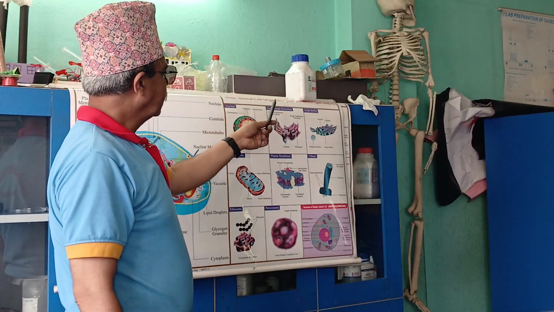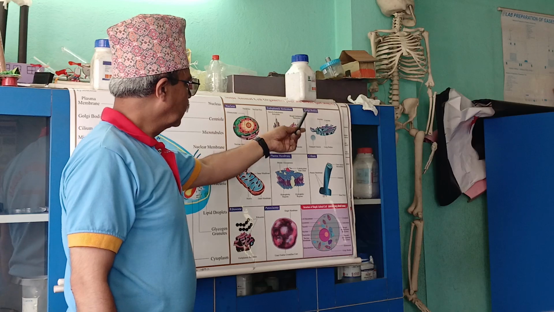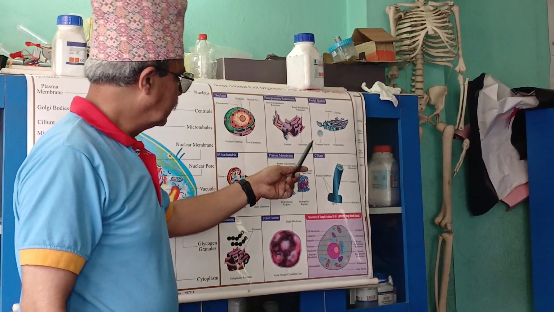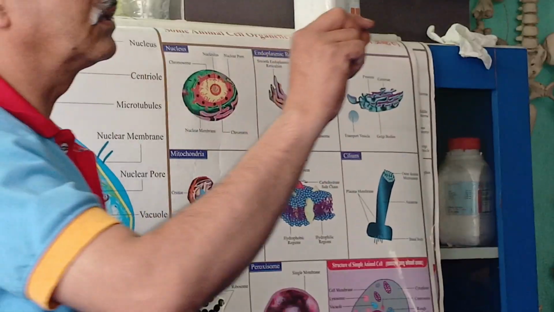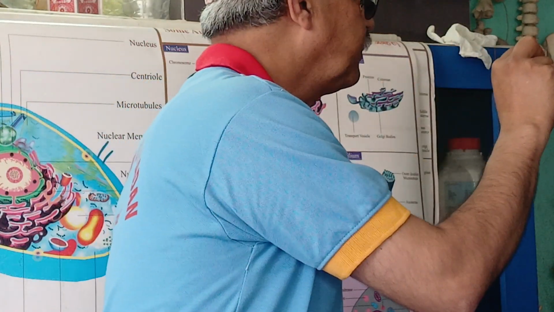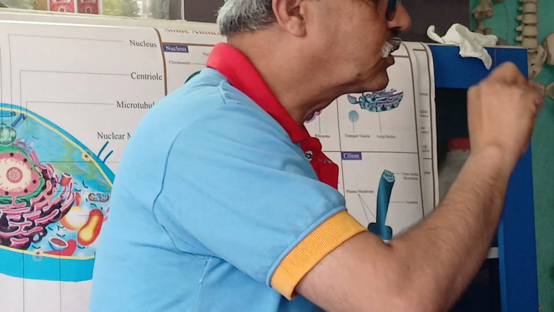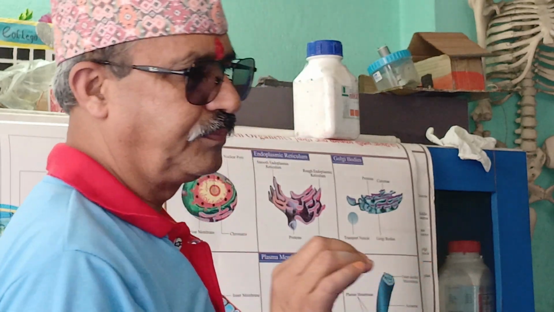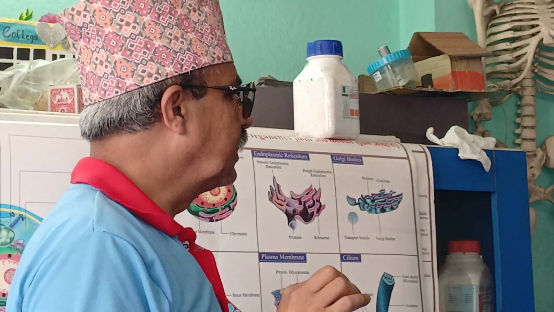What are the different parts of an animal cell? Nucleus, endoplasmic reticulum, Golgi body, mitochondria, plasma membrane, cilium. Cilium means a kind of thread-like structure due to which some animals can move. Some organisms can move, like paramecium, which contains cilia.